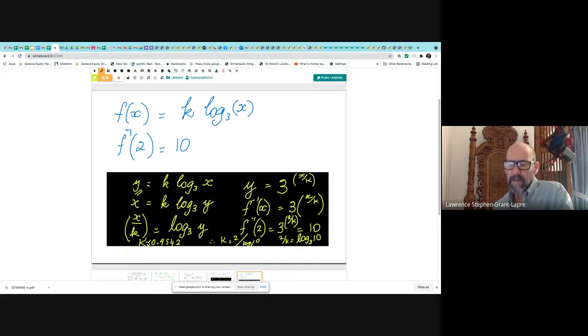Now, if I solve the inverse function of x, and I put x as being 2, equals 10, and I want to solve that for the value k, comma k.